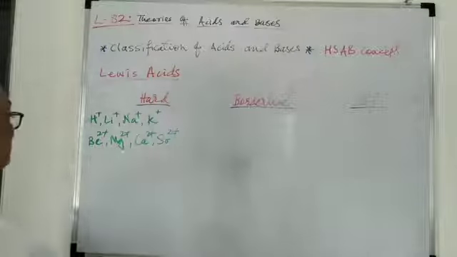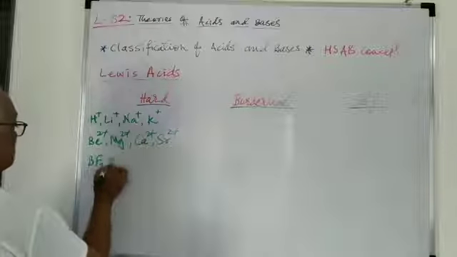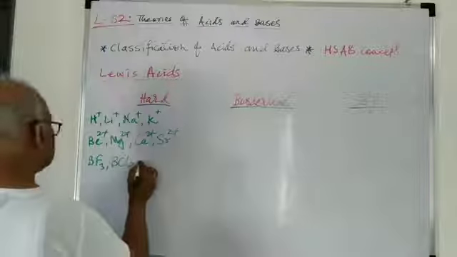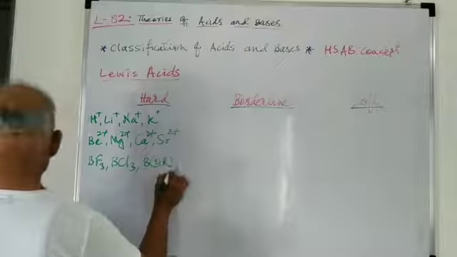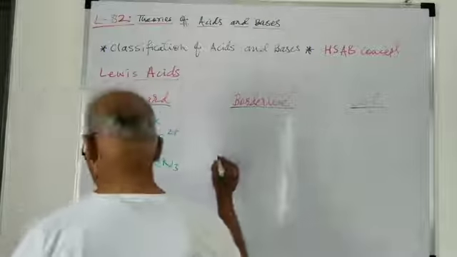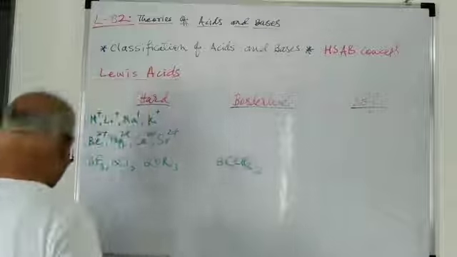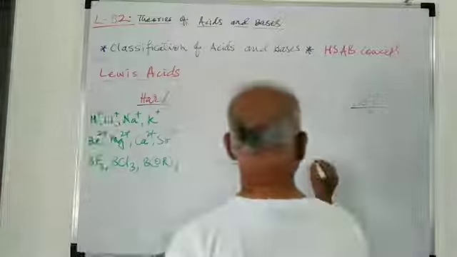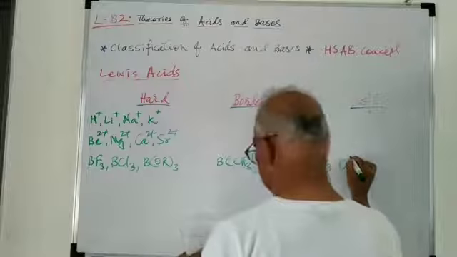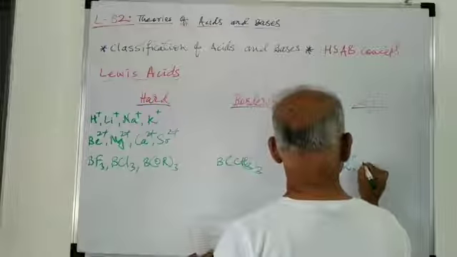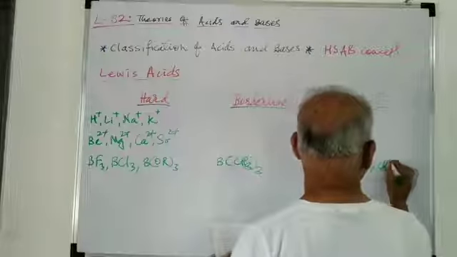Then next are BF3, BCl3, then B(OR)3. Then here in borderline it is B(CH3)3. Then here it is BH3, then Tl plus, then Tl3 plus, that is Tl(CH3)3.